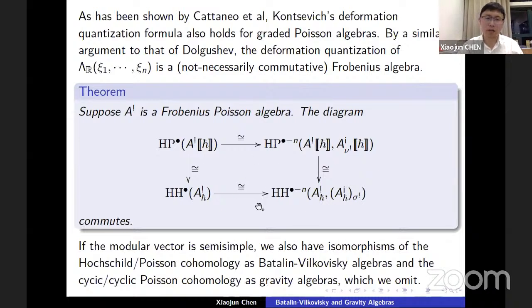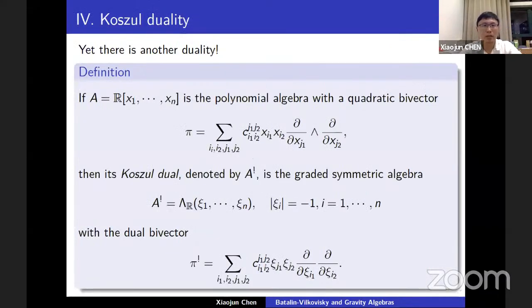All the morphisms are isomorphisms. And we can get the BV isomorphism and Gravity isomorphism on its Poisson cohomology like before, which I will not say much about.